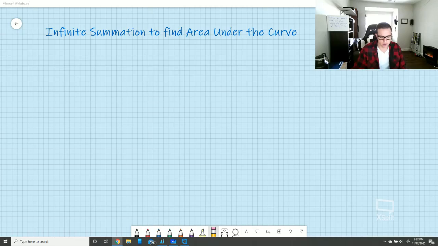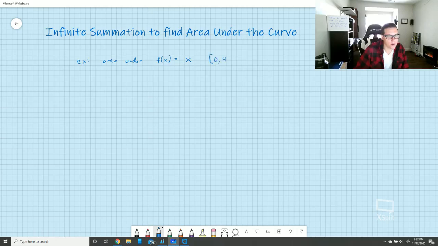All right, so our goal is to use an infinite sum to find the area under the curve and then show that it directly relates to the antiderivative, like we do. So let's do this example. Let's find the area under f of x equals, let's just do x, and let's keep it from 0 to 4.